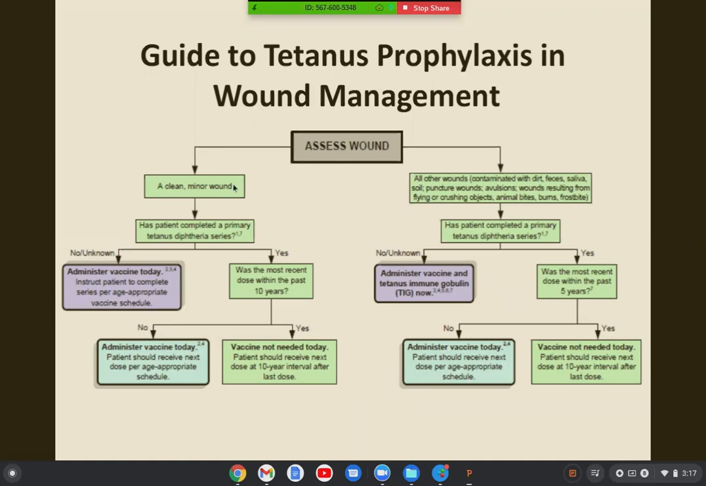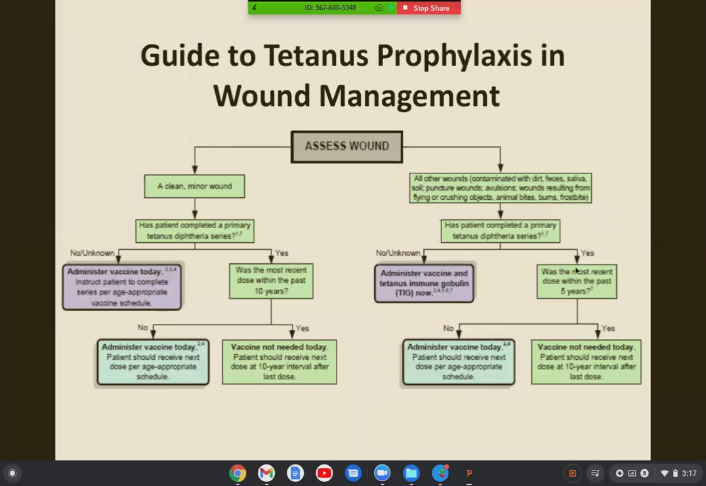Apart from clean minor wounds, for wounds contaminated with dirt, feces, saliva, soil, puncture wounds, avulsions, wounds resulting from flying or crushing objects, animal bites, burns, or frostbite, this patient should be undergoing vaccination, whether the primary tetanus diphtheria series is complete or not. We should be aware of it.